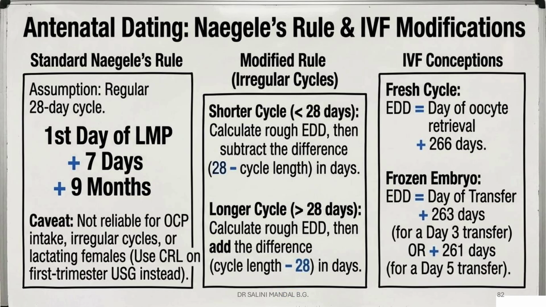in days. Coming to IVF conceptions, remember EDD means day of oocyte retrieval plus 266 days. But if it is a frozen embryo, the day it gets transferred plus 263 days. For a day 3 transfer, it should be 263, and day 5, 261 days.